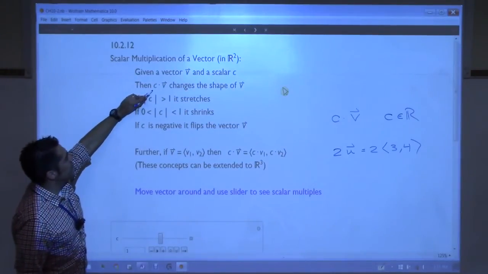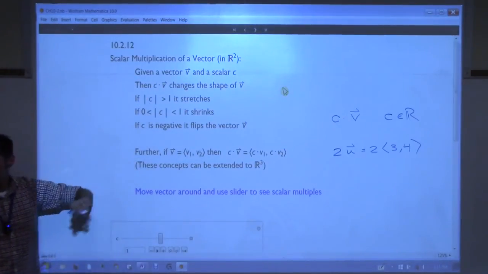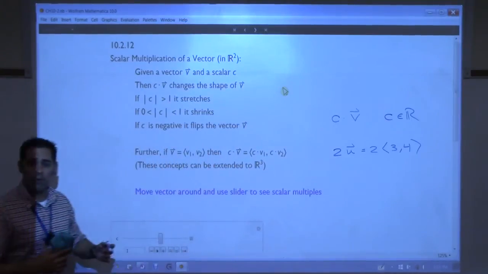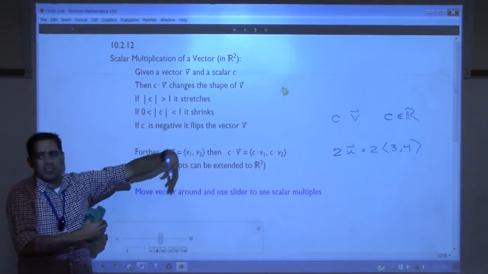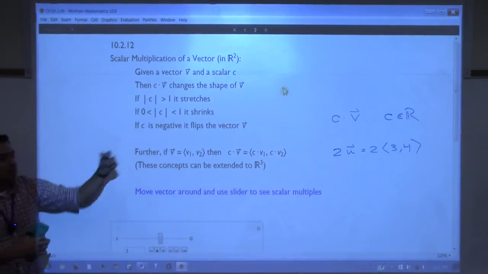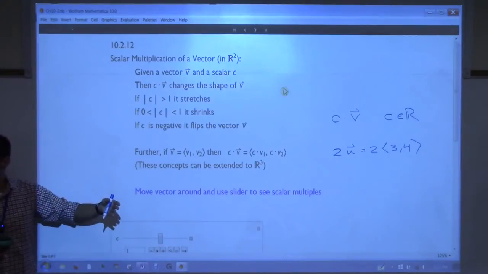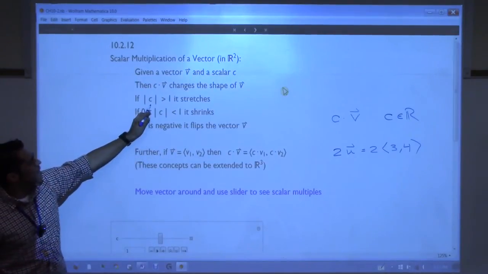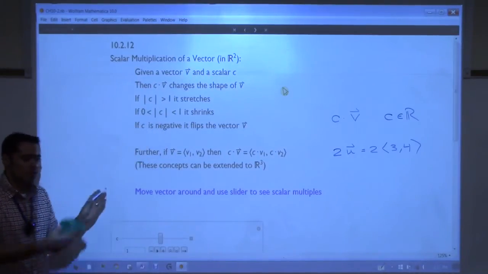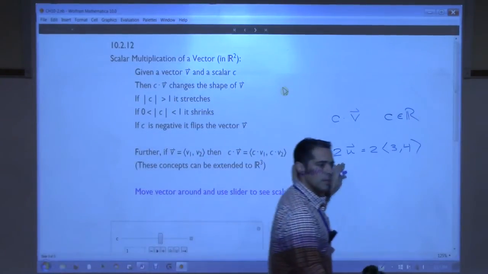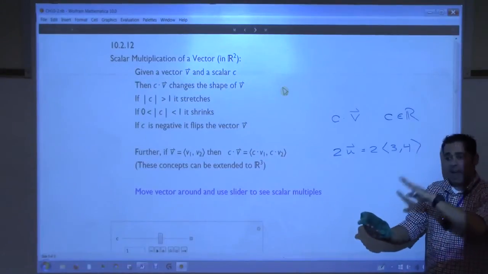It changes the shape. So if you take the absolute value of this number out here, if the absolute value of C is greater than 1, it's going to stretch this thing out, make it longer. If C is 2, it'll double the length. If C is 3, it'll triple the length. If the absolute value of C is between 0 and 1, it's going to shrink it. So if you put a 1/2 in front of a vector, it's going to be the same vector but half the length.